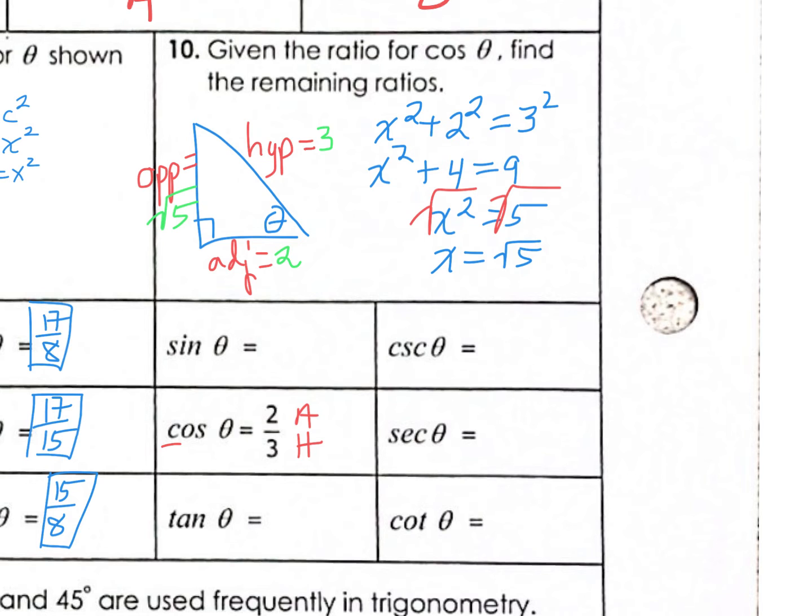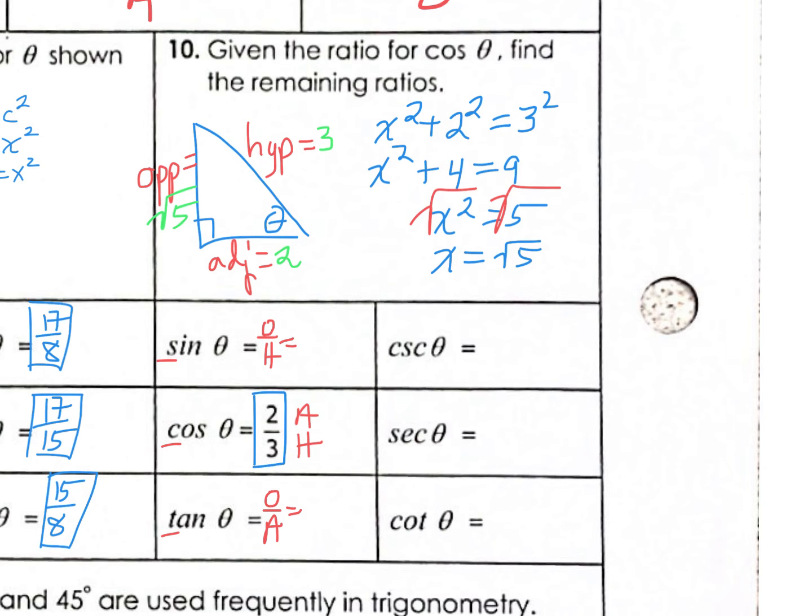All right, so that gives us just a little bit of issues when it comes to simplifying our ratios, but we're going to figure out what our ratios are first. So I'm going to use SOH CAH TOA. We already did cosine. So let's get these ones. We already know this ratio is 2/3.